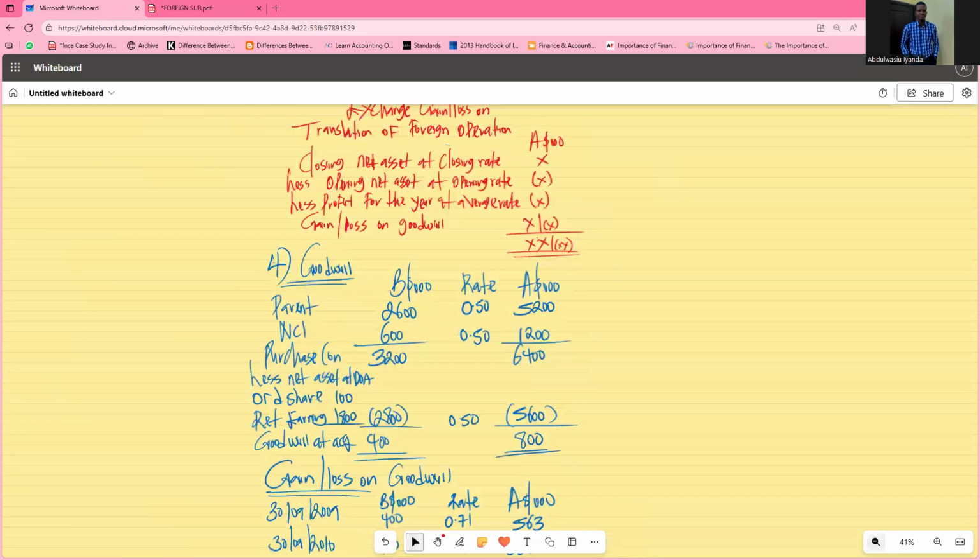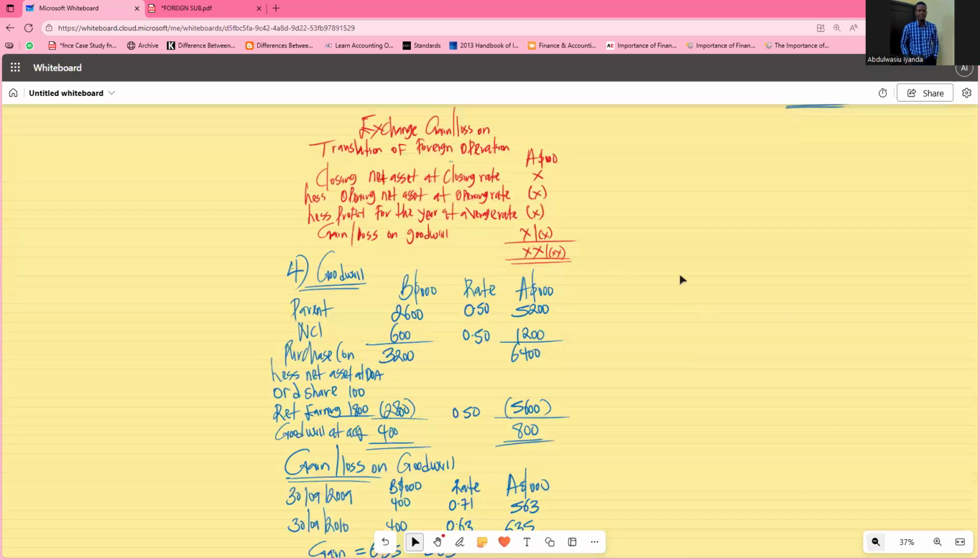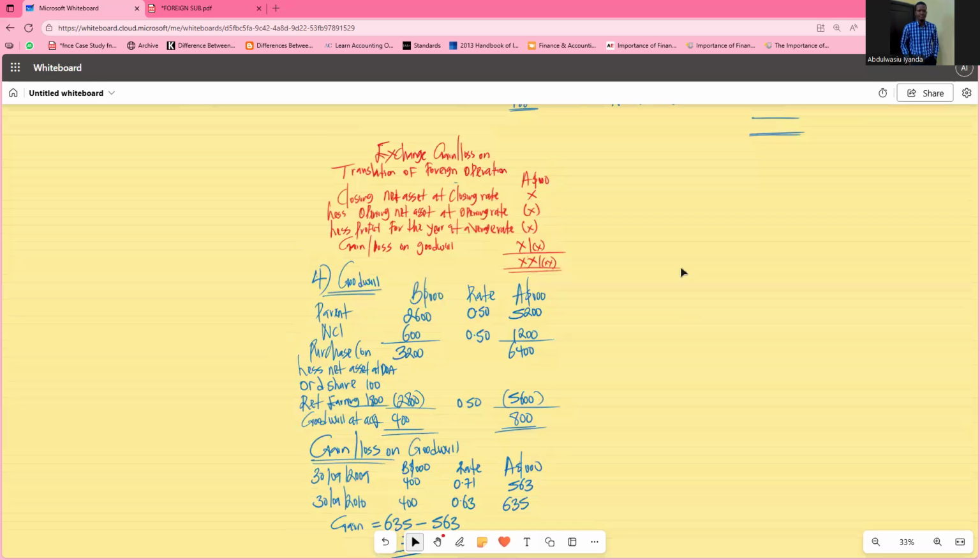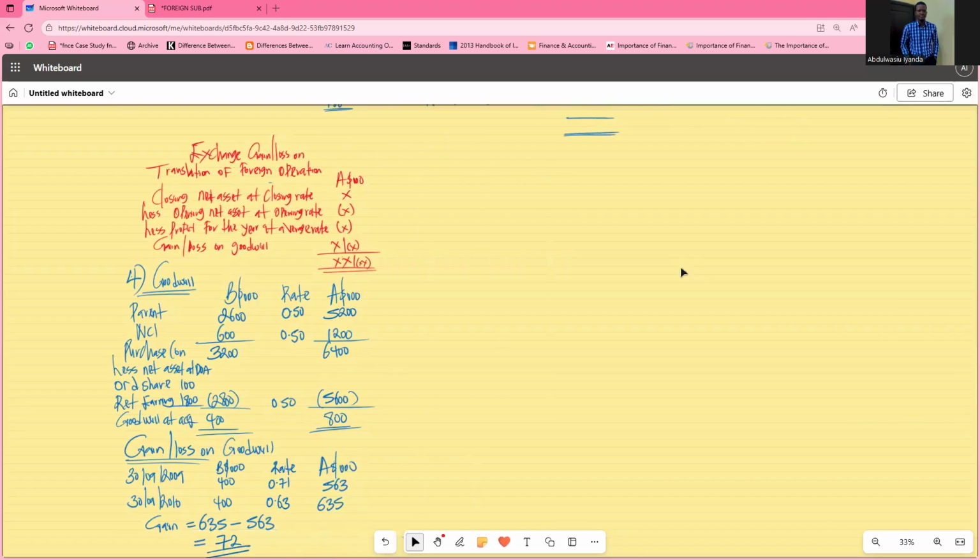So let me zoom this out. Just like I've mentioned earlier, this is the format. If I want to do the exchange gain or loss so that I will complete the first requirement, which is to prepare the statement of financial position, then we can take a break.